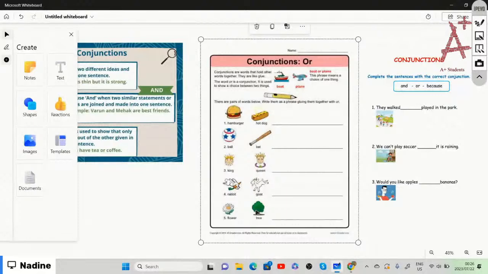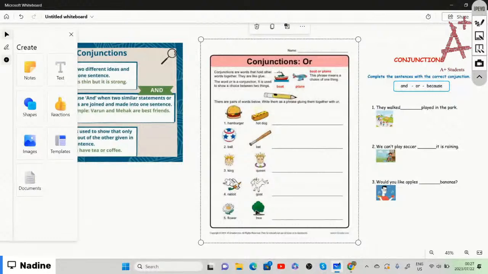All right, now we're going to look at the activity. There are pairs of words below. Write them as a phrase, gluing them together with or. So we need to write down the words that we are about to join with the correct conjunction form, which is or. So, once again, there are pairs of words below. We need to write them as a phrase, gluing them together with or.